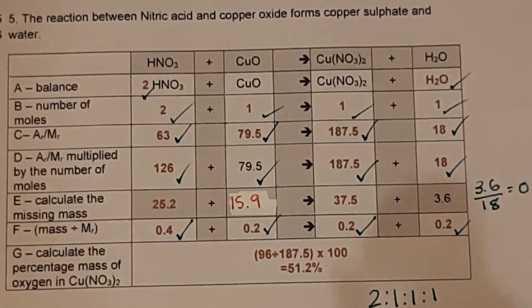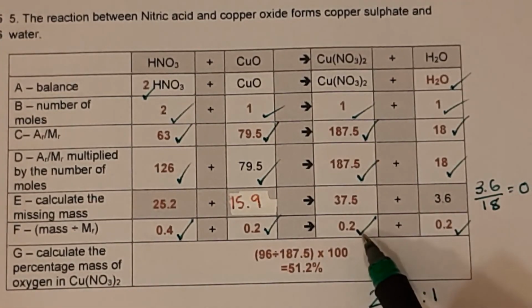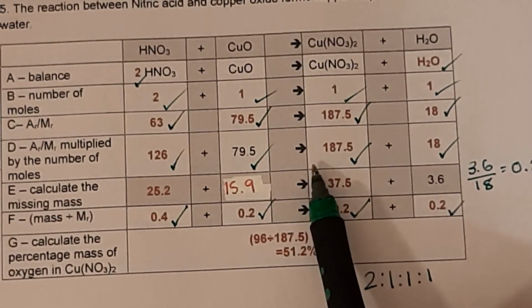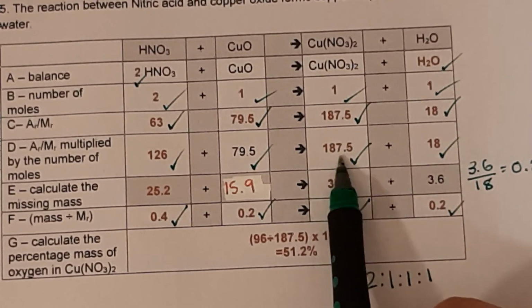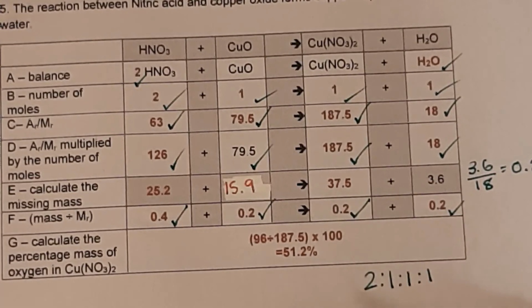Now, because we've worked out the moles a different way, the amount that was produced, we can now work backwards from that position to calculate the amount of mass that's there or was produced. So this time what we have to do is multiply our moles by the relative molecular mass of the products here. So 187.5 multiplied by 0.2, and that gives us 37.5.